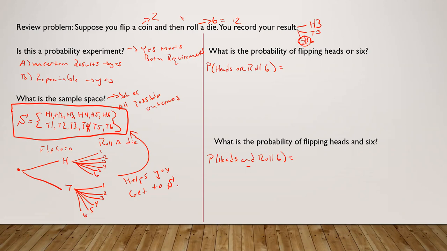So now the probability that you flip heads or roll a 6. It's a simple division problem. It's the number of ways to flip heads or roll 6, divided by the total number of outcomes. Well, how many total outcomes are there for this experiment?